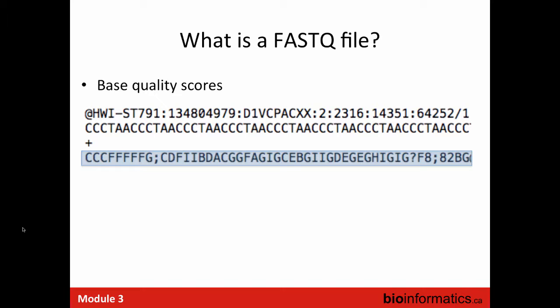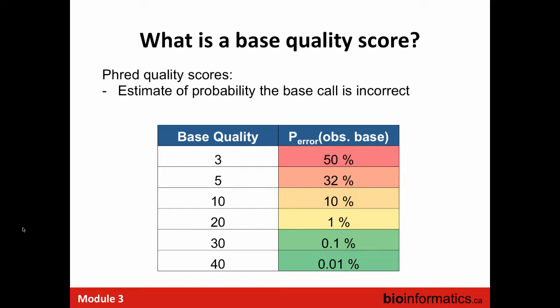Now you look at this and it's just these ASCII characters, CCC, FFF, and so on. And this is just an encoding of a number that we can print in the file. So when you convert this to a numerical quality score, you just subtract 62 from the ASCII character code, and you get what's called the base quality score. The base quality score is a number between 3 and 40, and it's a log-scaled probability that that base call is incorrect. So if you see a base quality score of 40, it has about a 1 in 10,000 chance of being wrong.